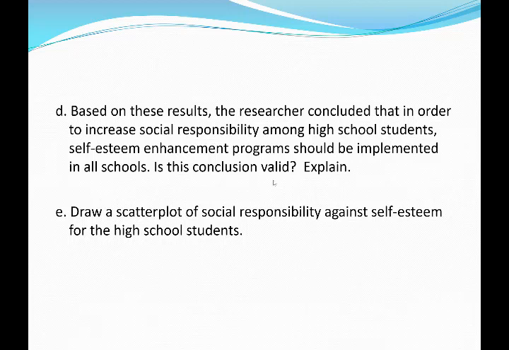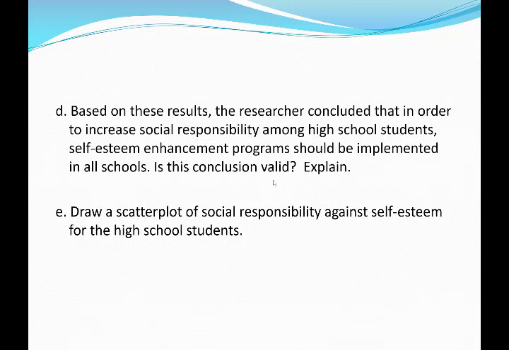Now, having said that, this statement seems to assume a causal relationship. If you look at the conclusion more closely, it says that in order to increase social responsibility, we need to have this self-esteem enhancement program in place, therefore we need to implement it. We assume that if we increase one's self-esteem, that will also increase social responsibility. So that assumes a causal relationship, and therefore, I would say that this conclusion is invalid.